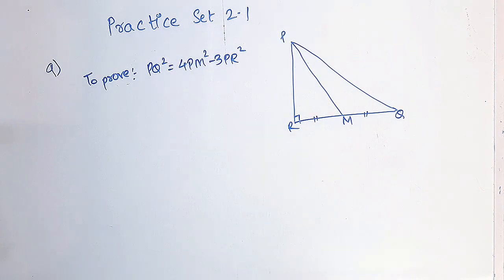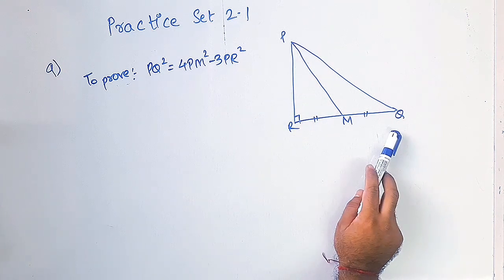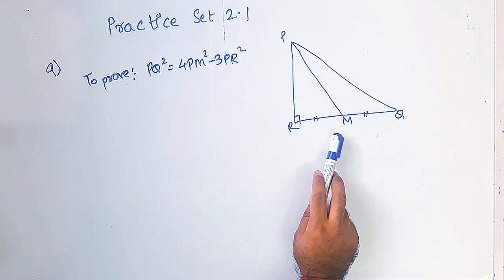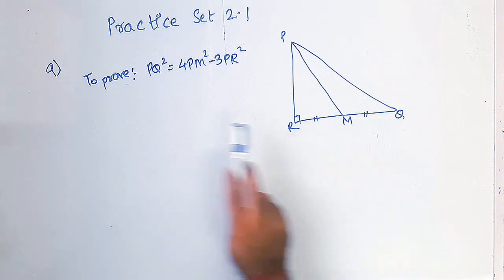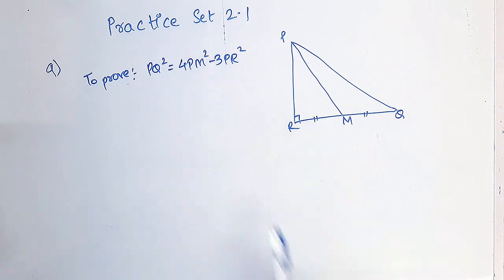Then the 9th one, where you can see this is a right angle triangle where PM is the median. And we have to prove PQ square is equal to 4 times PM square minus 3 times PR square. Such type of questions, children, you have to practice at least 2 times. Then only it will be much easier for you to do in the exams. Otherwise doing it for the first time will be a little bit tougher for you. Then let us see.